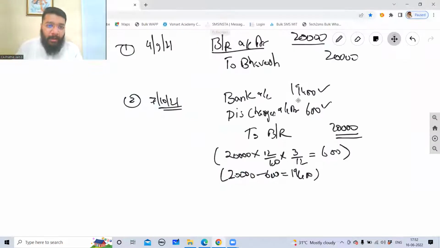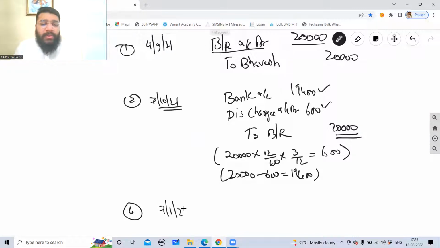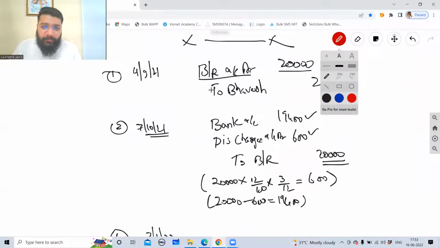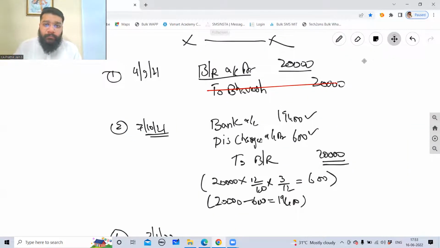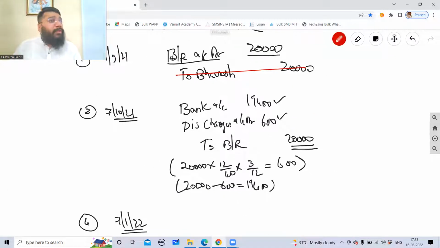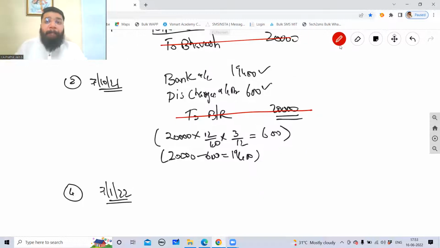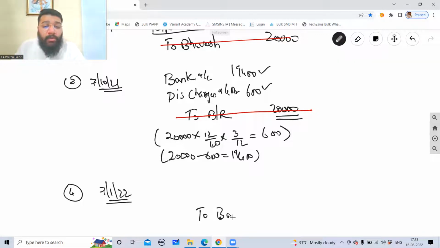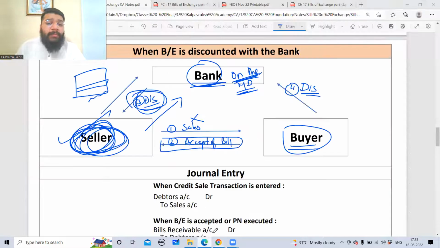So now guys, the point here is the fourth entry on the due date. The due date is 7th of Jan 2022. Now please understand, Bhavesh account is already closed. Bills receivable is open. That bills receivable also got closed by discounting. Now on the date of maturity, what will happen is that the banker will take money from your account. So from your bank account, money will go out. How much money will it go?